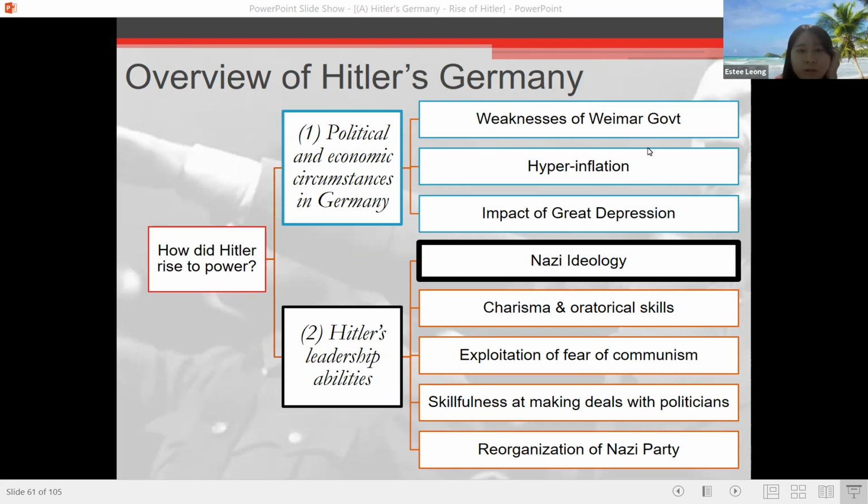Please make sure you have your Rise of Hitler worksheet with you, as well as the sources from that group activity that we did together.